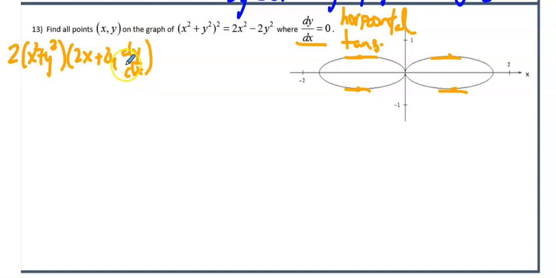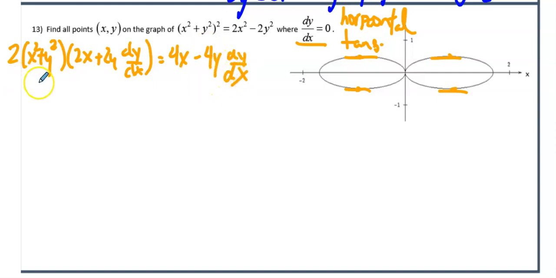Remember again, I've said this so many times now, whenever you're taking the derivative of a function that has a y in it, you also need to do dy/dx. And then on the right side, we're going to do 4x, and then minus 4y dy/dx.